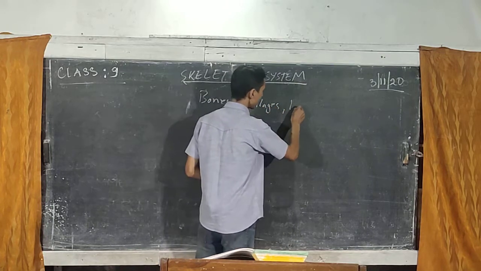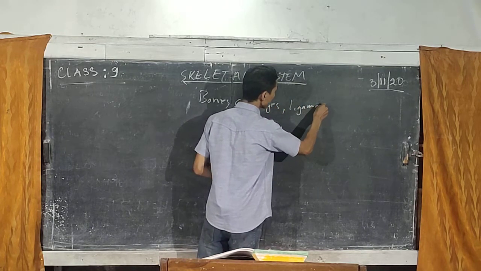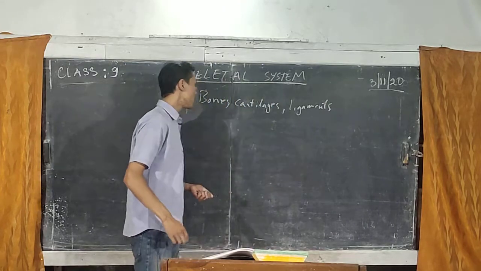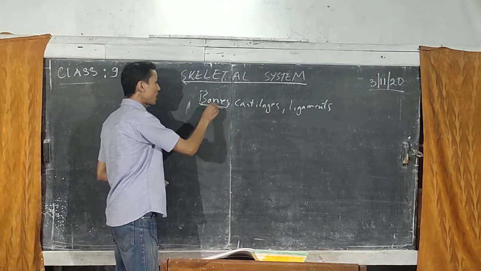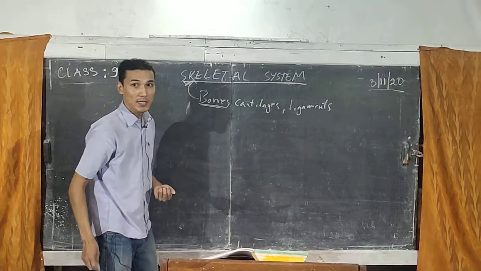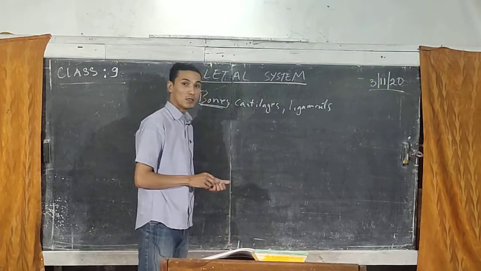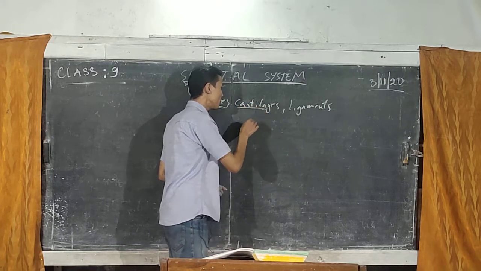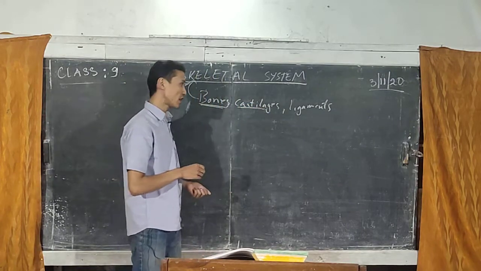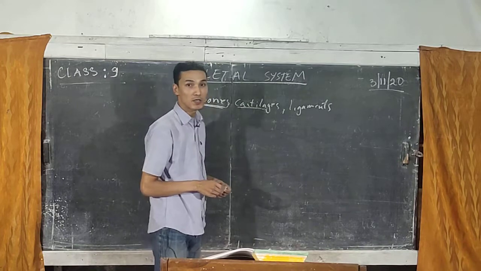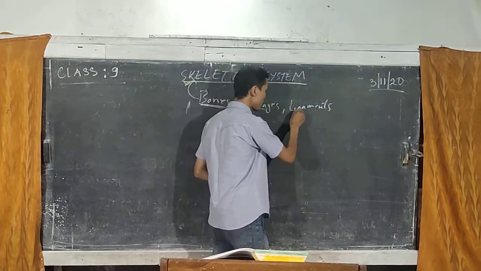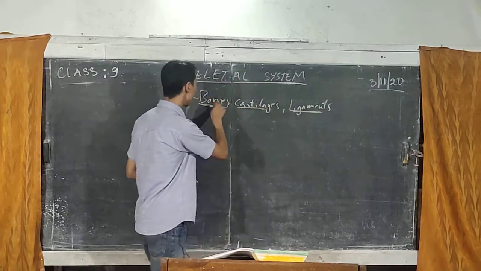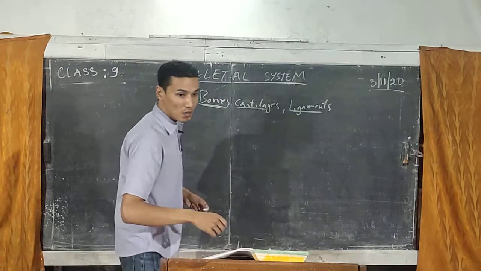cartilages and ligaments. Bones are the chief components of the skeletal system. They are hard, tough structures. Cartilages are slightly soft in comparison to the bones. Cartilages are basically found in your ears and nose, and ligaments connect bones with bones.